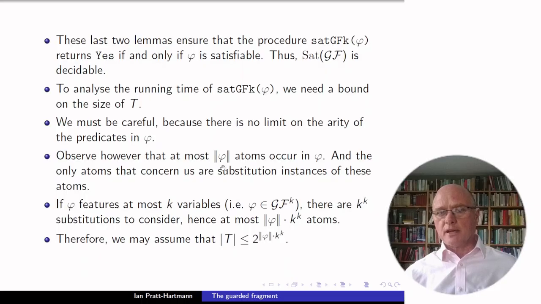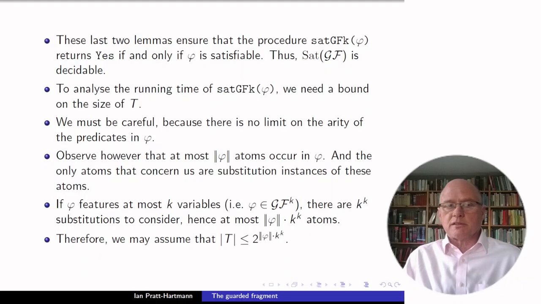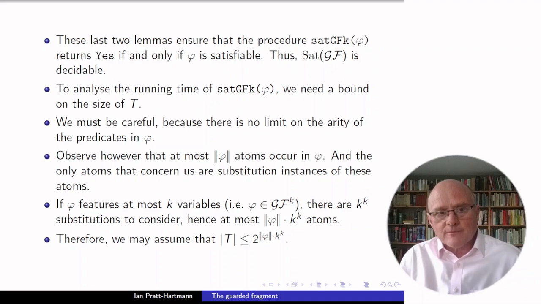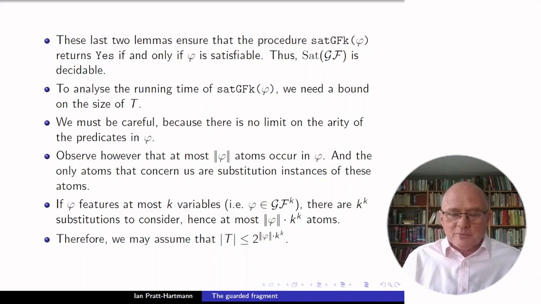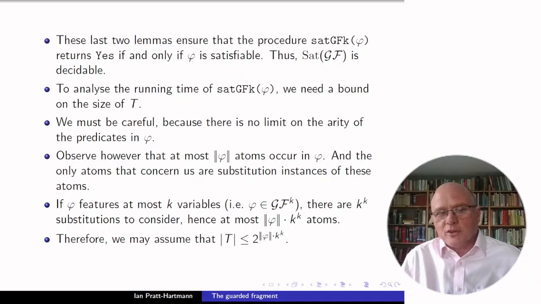Observe, however, that the number of atoms occurring in phi is at most the size of phi, the number of symbols in phi. And the only atoms that concern us here, the only ones we need to worry about, are substitution instances of the atoms that occur in the original formula phi. We don't care about anything else. They might as well make all other atoms false.